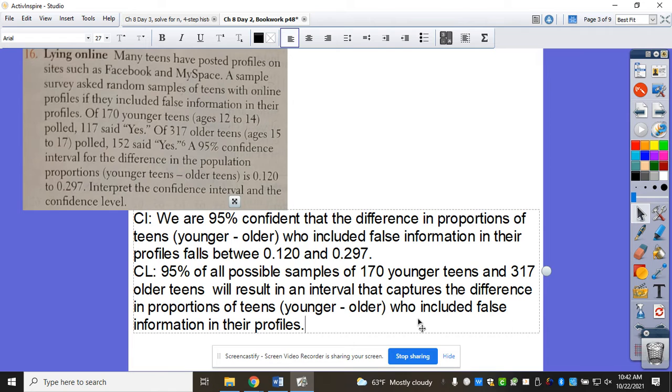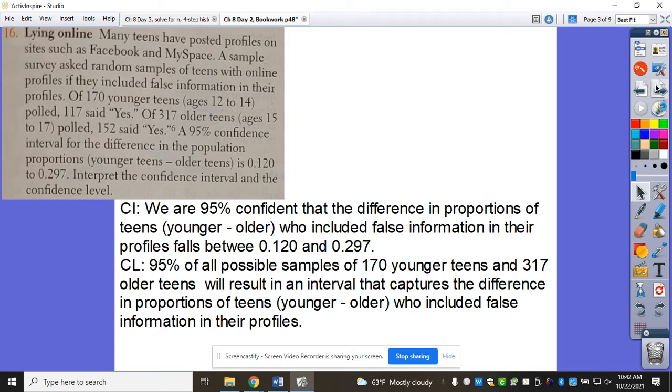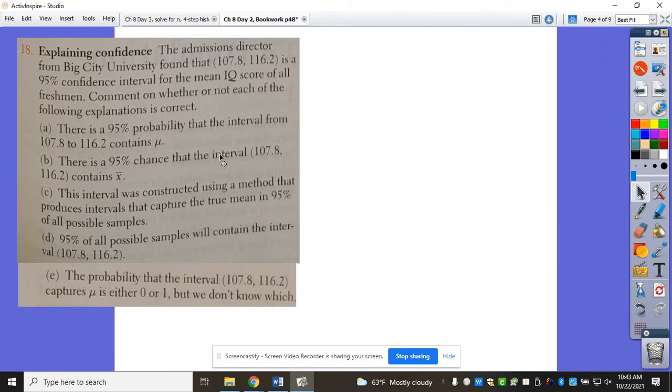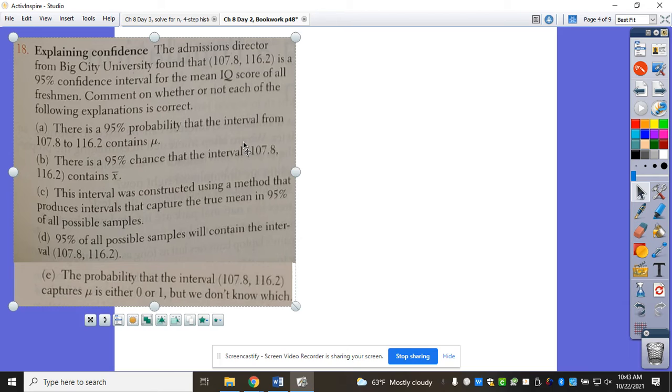So 12 should be straightforward. Maybe a little bit funny with A. 16, you should be able to apply that fine, but both of those are confidence interval, confidence level, interpret. 18 is where it starts to get really specific, and some of you may have had trouble with this while you were doing the homework, and that's okay. I need you to feel good about it by the time we finish going over it.